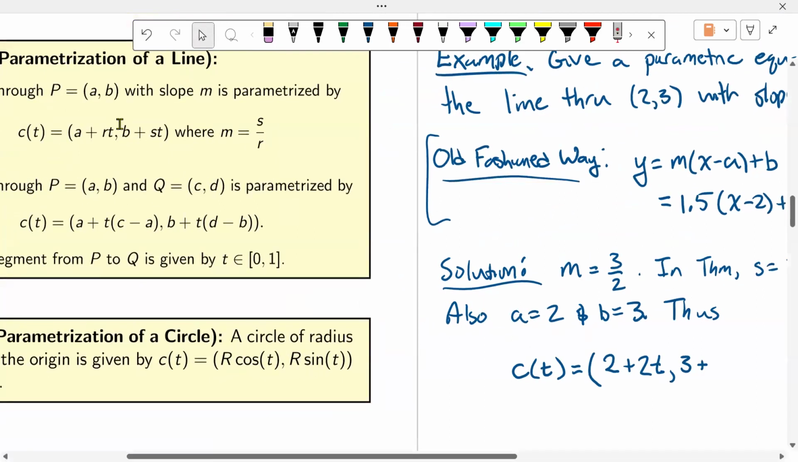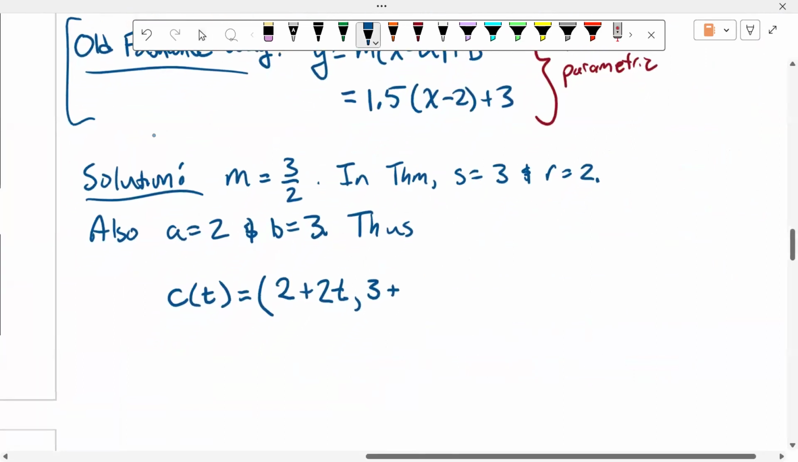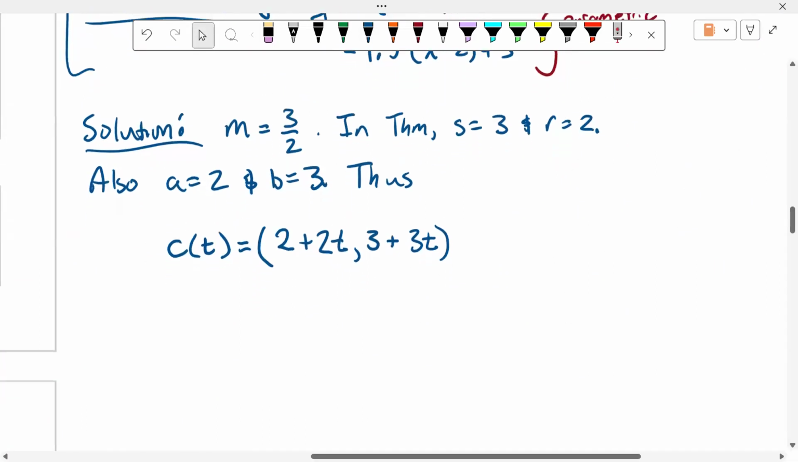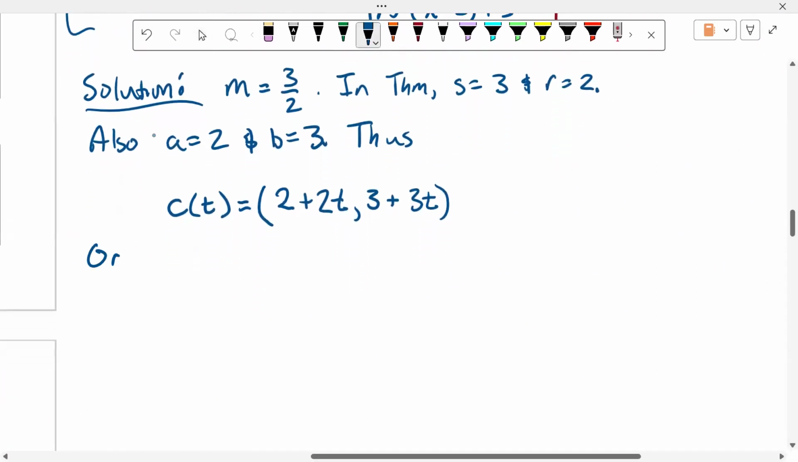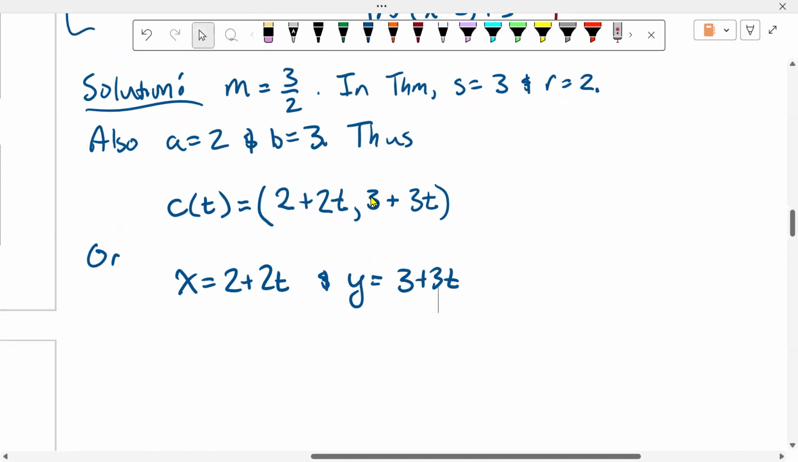All right, so b is 3 and my second component is also 3 plus 3t. There we go. That's it. Or if you like a different way of writing it, you can write it this way: x is equal to 2 plus 2t and y is equal to 3 plus 3t. Though if you're going to plot this on Desmos, it's going to want this version here. It's not going to like the other option.